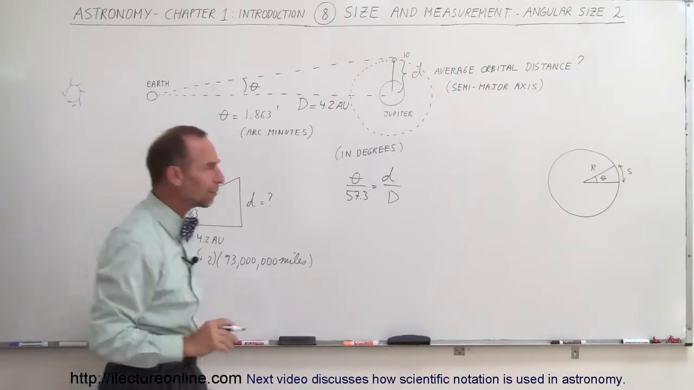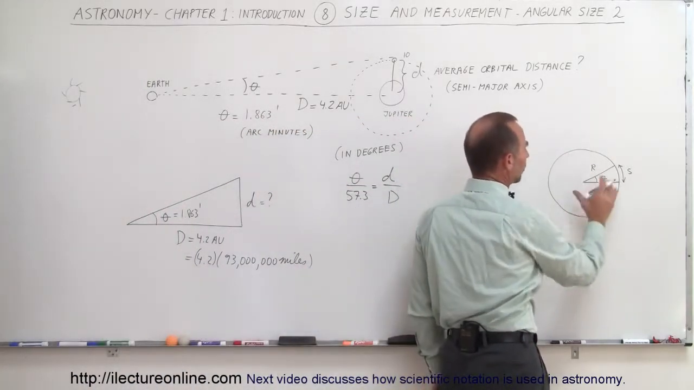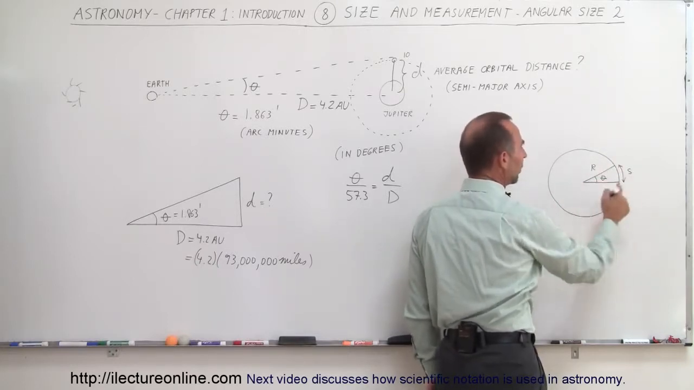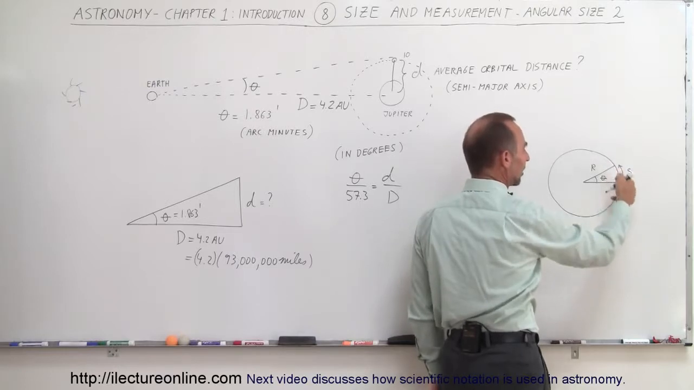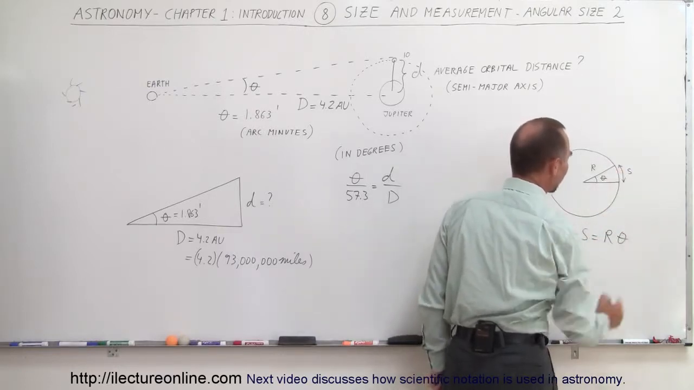Well, if you remember back from your geometry days, and you looked at the circle, you know that the circle has radius r, and let's say you make an angle, theta, we can then say that the arc length along the edge of the circle, s, is equal to the radius times the angle theta.